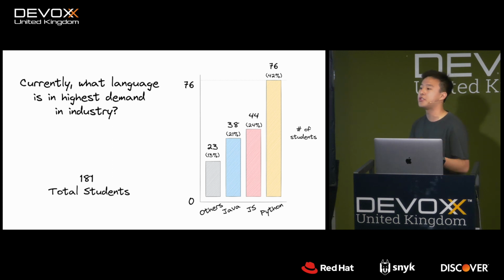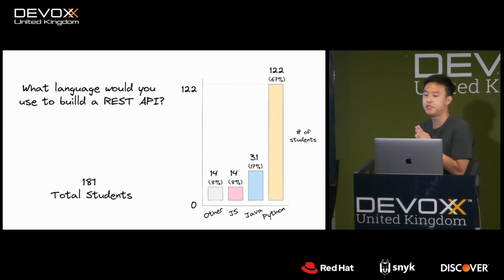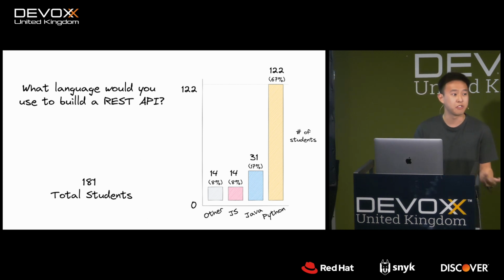But this just goes to show that the perception that we have of Java is not necessarily the perception that students have of Java. And there's a lot we could do about that. When it comes to what language you would use to build a REST API within a software engineering course, I think Java is what you'd call a backend or server-side language, which is where our strong suit is.